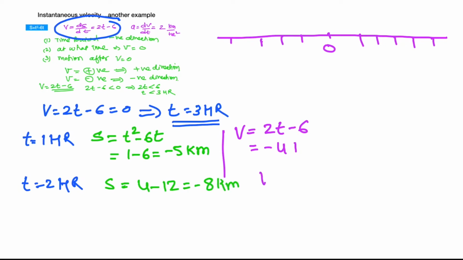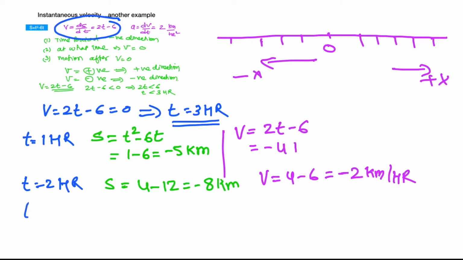What about velocity? Velocity will be 2t, means 4 minus 6, and this will be equal to minus 2 kilometer per hour. That means my car is moving in the minus x direction. This is my minus x and this is my plus x.